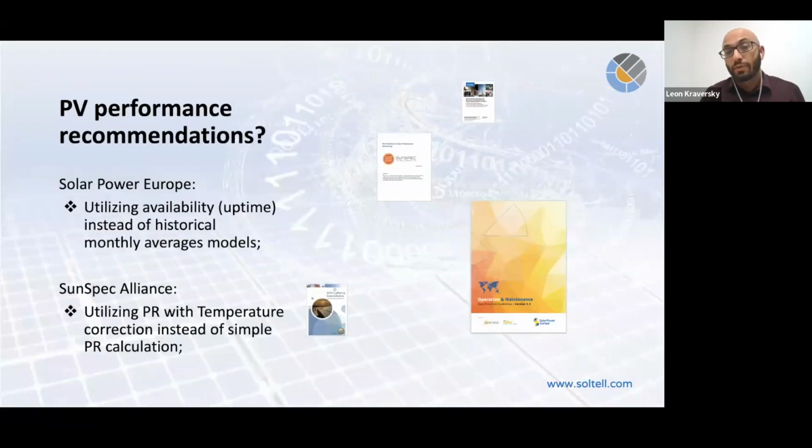So what is the future essentially, where we want to go? SolarPower Europe, which is the largest and probably most respected association in Europe, recommends not utilizing monthly averages, but rather the availability of a plant, calculating it to reach the required performance estimate. This requires more complications, but it is possible. On the other side, SunSpec Alliance looks at industrial and utility scale and recommends using performance ratio, PR, with temperature correction, instead of a simple PR calculation, which is not that accurate.